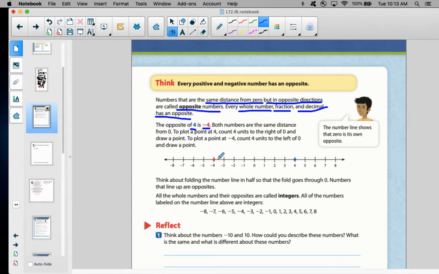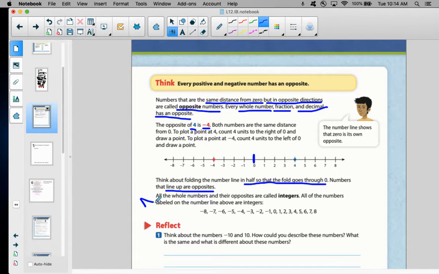And then -4 is 4 spots to the left of 0, and that red dot is right there, versus the blue dot, which is 4 spaces to the right of 0. So think of that 0 as the fold. If you were to fold this number line in half so that the fold goes through the 0, the numbers 4 and -4 would line up perfectly, and they are opposites.